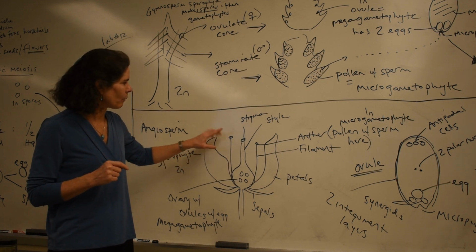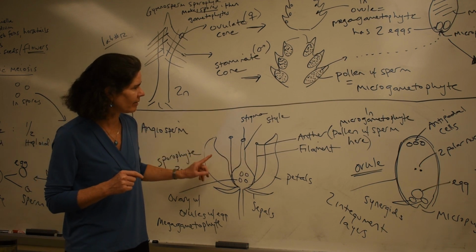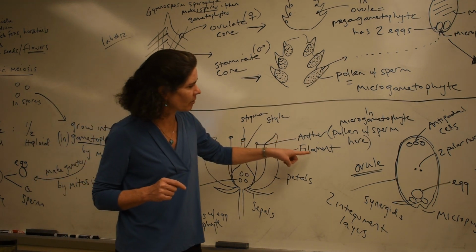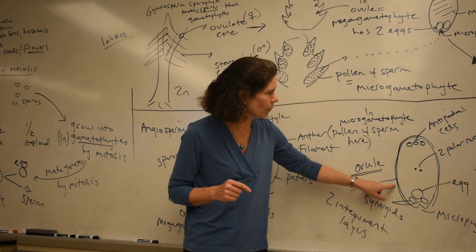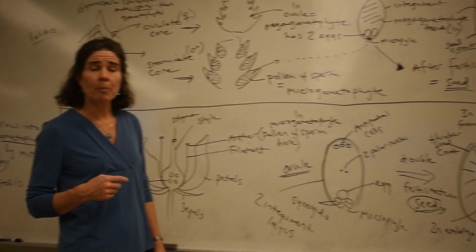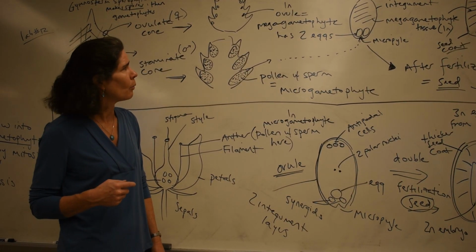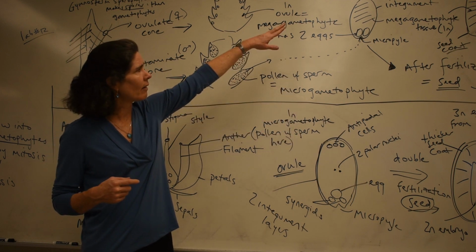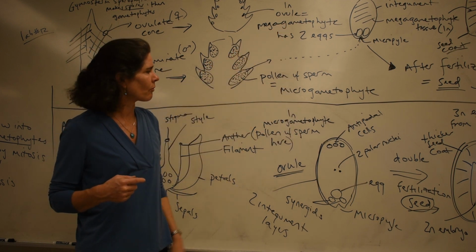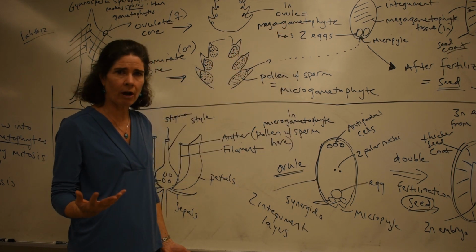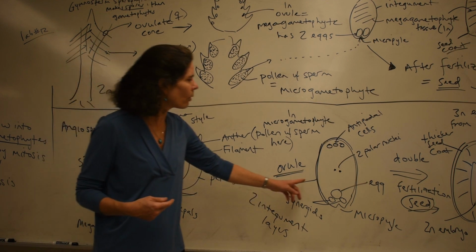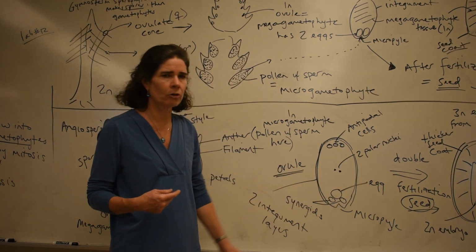So let's see, we've got our parts of the flower I already did. Let's do some double fertilization with our ovule. You do need to know the parts of the ovule, which are slightly different than the ovule for the gymnosperm. For the angiosperm, it's more evolved. It has more cells involved and more nuclei.